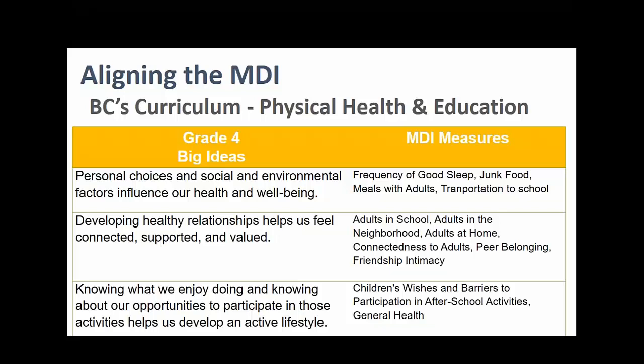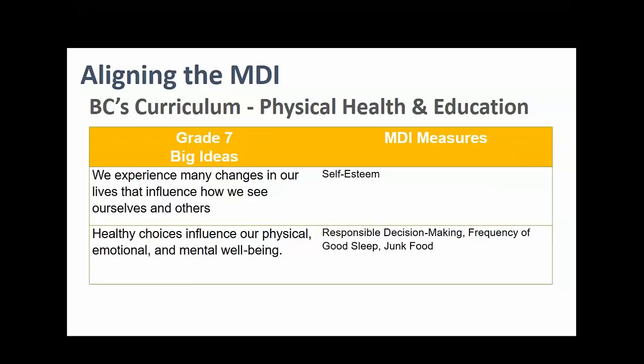Again, moving down, we're looking at developing healthy relationships, which helps us feel connected, supported, and valued. The MDI measures connectedness to various adults across different environments, so school, home, and community, as well as with peers, so belonging and intimacy. And knowing what we enjoy doing and knowing about our opportunities to participate in those activities helps us develop a healthy lifestyle. So the MDI looks at children's wishes about what they wish to be doing after school and some of the barriers to participation in after-school activities, as well as an assessment of their own general health. And so that's grade 4, and then grade 7 looks a little bit different.